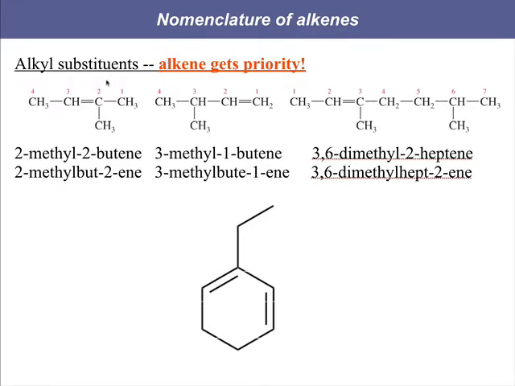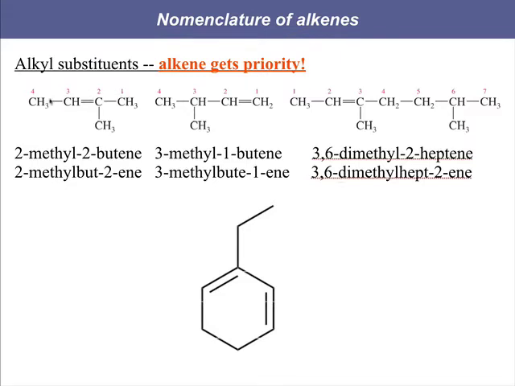Let me show you what I mean by that. Look at this structure here. What's our longest carbon chain? It's 4 carbons. 1, 2, 3, 4. Or we could go this way, 1, 2, 3, 4. But no matter how you number this molecule, as long as you go through the double bond, you always have 4 carbons as your main chain.